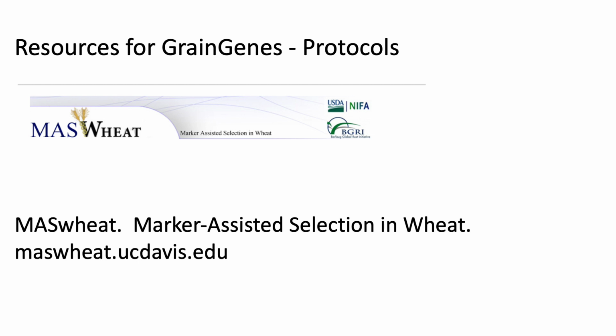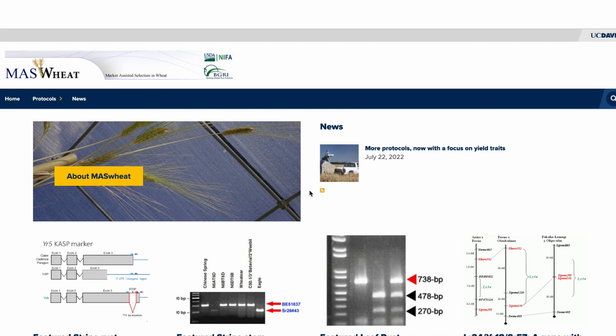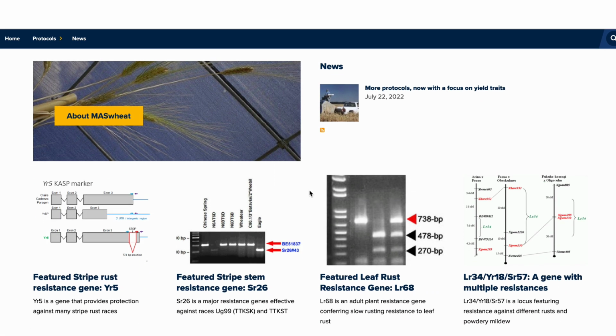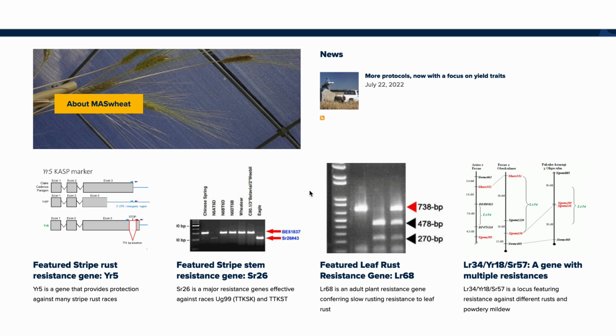This tutorial will take you through another one of GrainGenes' resources, and that's the Marker Assisted Selection in Wheat page at UC Davis, which provides protocols for common wheat breeding targets. The landing page at MASwheat provides featured genes and links straight to those protocols, as well as genes for multiple resistance.